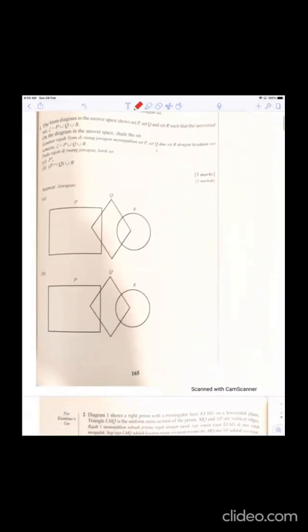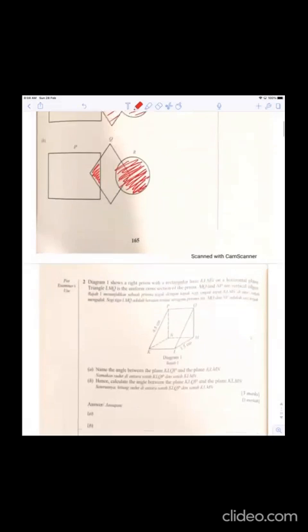The first question, the Venn diagram in the answer space shows P, Q, R such that the universal set is P union Q union R. So the first question they say not P. So not P means here, the other than the P, so everything other than the P. The second question, P in the set Q union R. So everything in R. So the first question, we are done.